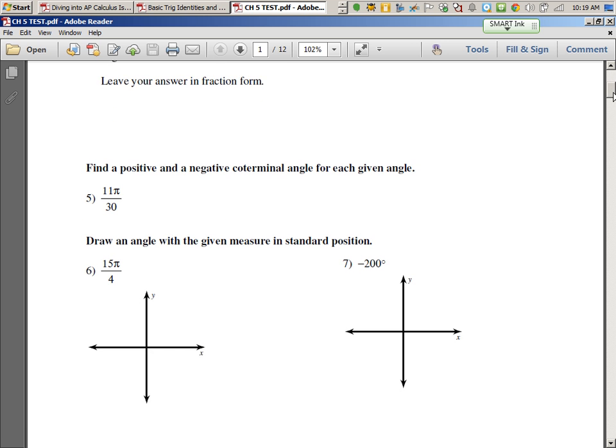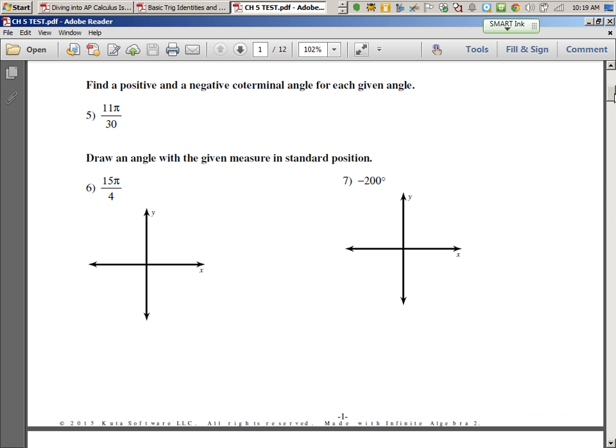Coterminal means same terminal ray or same position on the unit circle. So you have two options. You can either add 2 pi and subtract 2 pi. That's one way of going around the circle. Or you convert to degrees and use 360s. Okay, so if you add 2 pi, you're going to be doing 11 pi over 30 plus 60 pi over 30. That's like adding 2 pi, which gives you 71 pi over 30. If you go with the subtraction, you're doing 11 pi over 30 minus 60 pi over 30, which gives you negative 49 pi over 30.